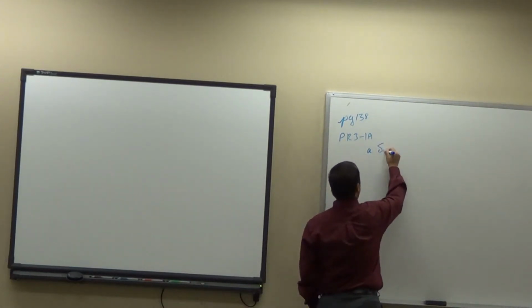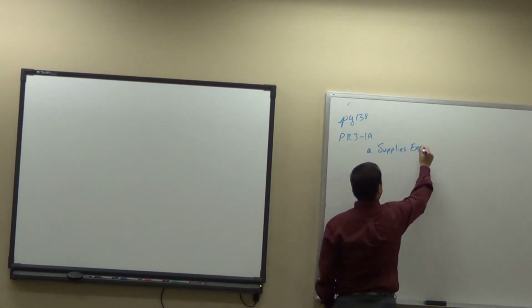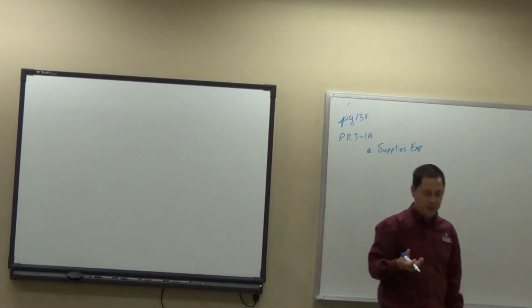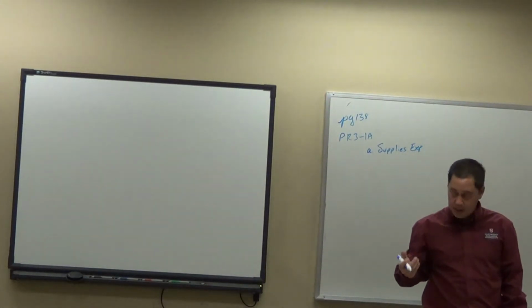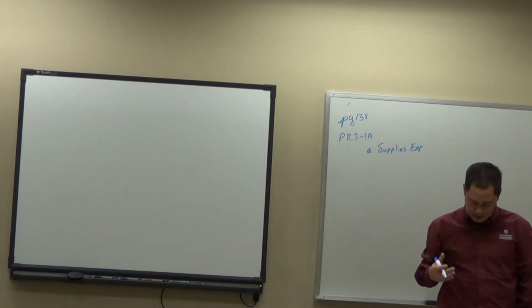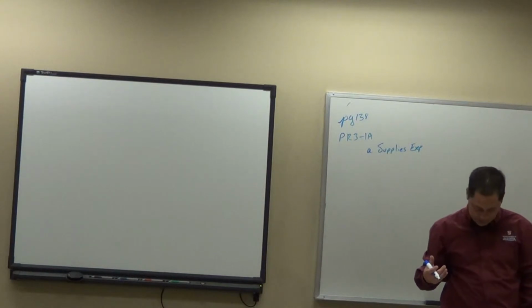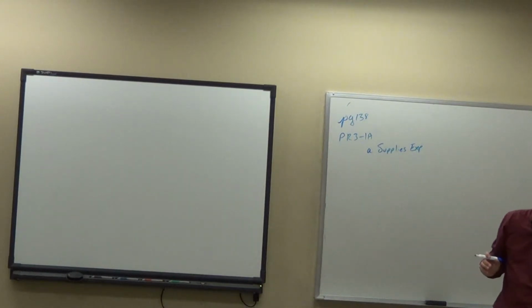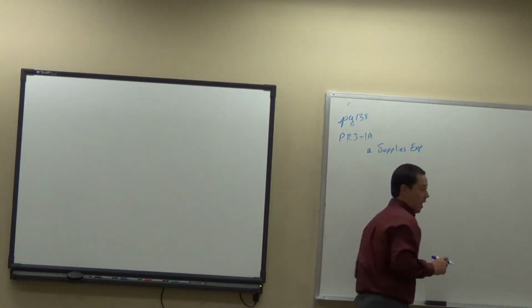I'll walk through the first one with you, then I'll let you continue on. Basically it says we have supplies, and we've used a certain amount. The supplies account balance as of July 31st is $6,880. The supplies on hand on July 31st are $2,200. So what we're going to do is expense out some of those things.